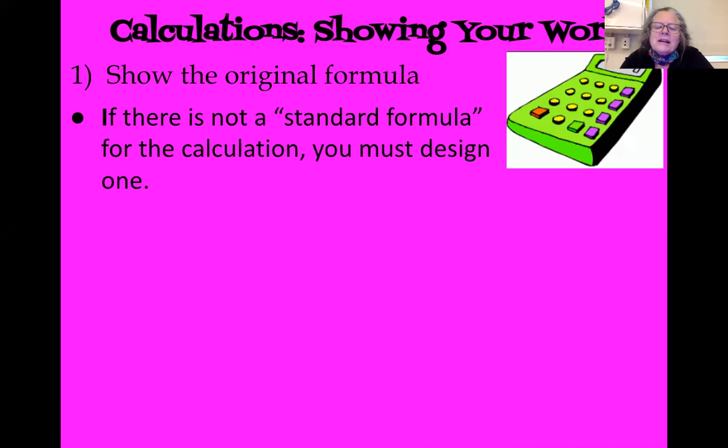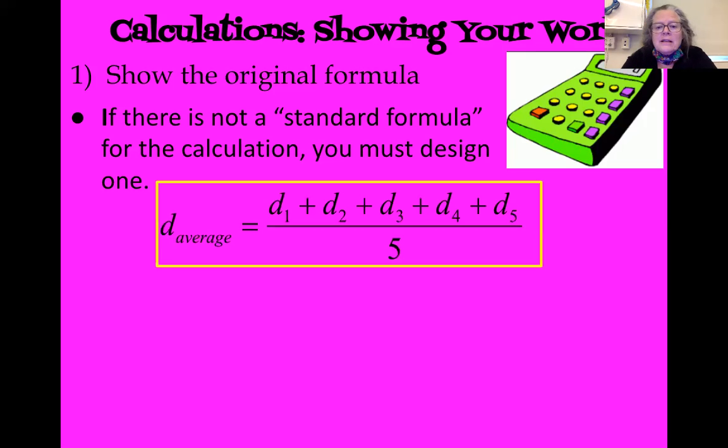All right. However, there are times when there isn't a formula. And if there isn't a formula, but you still have to do a calculation, then you need to actually design a formula on your own. For example, if I were asking you to find an average, you could come up with a formula that looks like this. So I have 5 diameters and I need to find the average diameter. So I would have all 5 diameters at the top over 5, and that would give me my average diameter. So that's the first thing you need to do is show your formula. Your formula might be density is equal to mass over volume, whatever the formula happens to be.